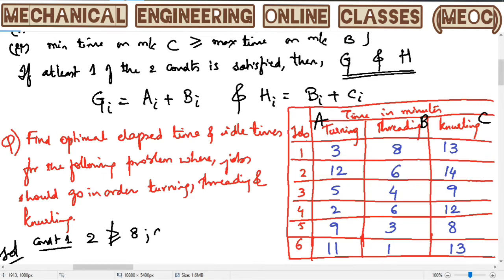Then let us check condition number 2. The minimum time on machine C. What is the minimum time on machine C? On knurling, the minimum time is 8. This one.